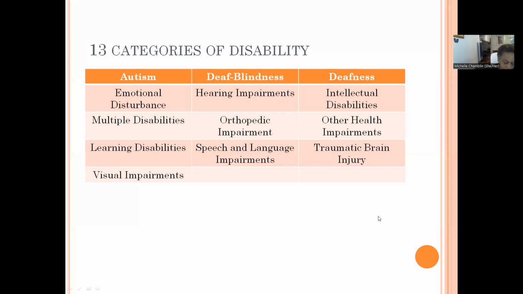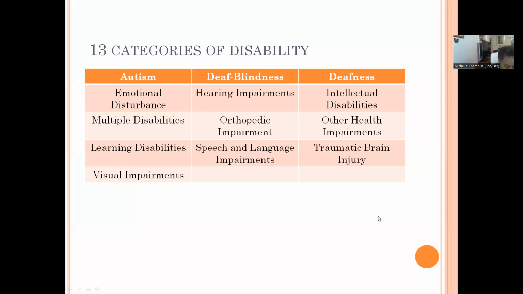This category includes chronic or acute health-related difficulties that adversely affect educational performance and are manifested by limited strength, vitality, or alertness. It can include such health problems as heart conditions, sickle cell anemia, lead poisoning, diabetes, and epilepsy. It can also include attention deficit hyperactivity disorder. 11.